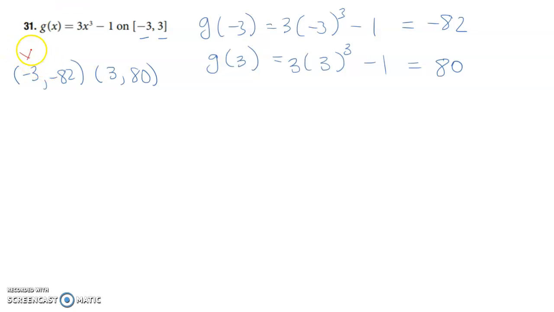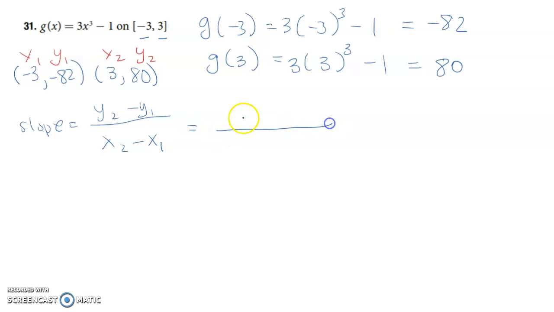Okay, now we can note this as x1, y1, x2, y2. Then our slope is going to be the change of y, so it's going to be y2 minus y1 over x2 minus x1. So that's going to be 80 minus negative 82, and x2 is going to be 3 minus negative 3. And as we all know, the negative and negative becomes positive. So this is 3 plus 3, so that's 6, and 80 plus 82, which is 162.